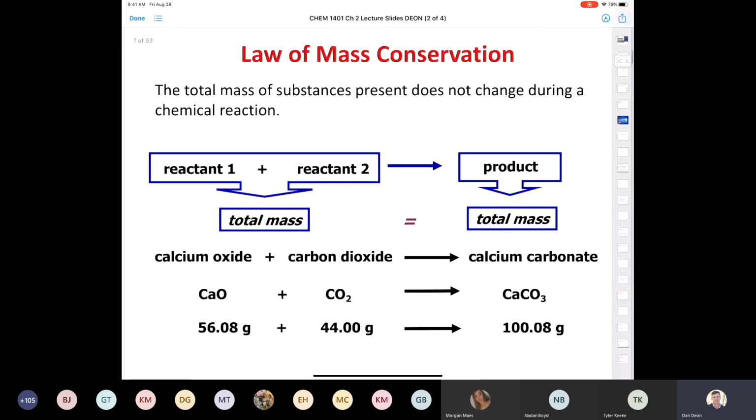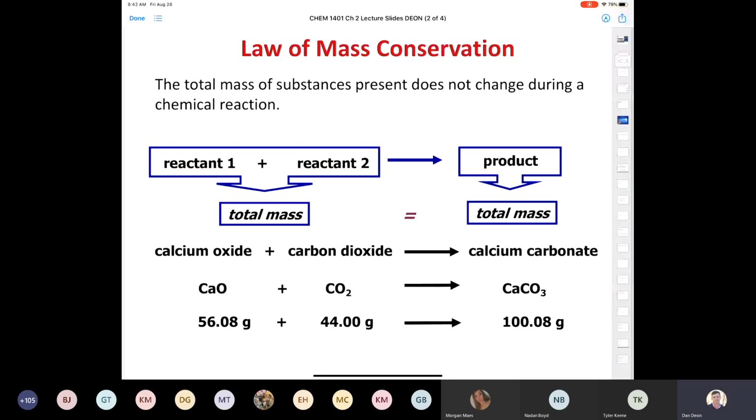Here's another way of looking at that same law. It's just another slide representing the same thing. Sometimes when you're an instructor in chemistry, it's nice to explain the same thing a couple of different ways. And it says here, again, the total mass of substances does not change during a chemical reaction. So if we take two reactants, and they have an example here, which is calcium oxide and carbon dioxide, if you combine those two compounds, we have 56.08 grams of calcium oxide, and we combine that with 44 grams of carbon dioxide, we end up with this new compound.